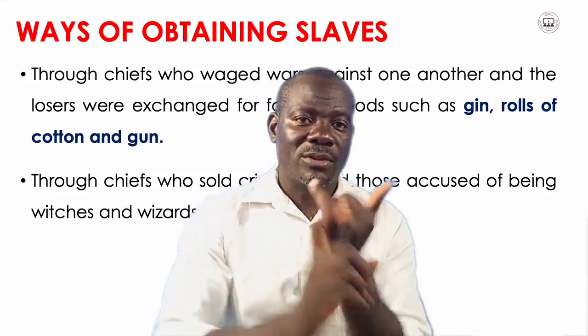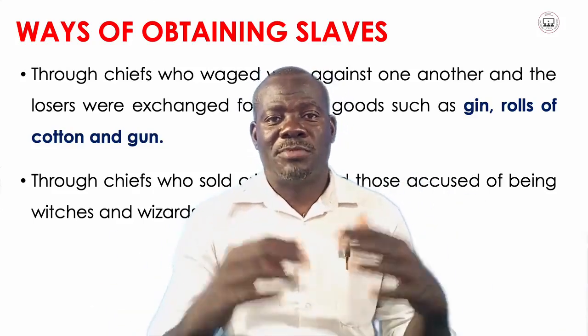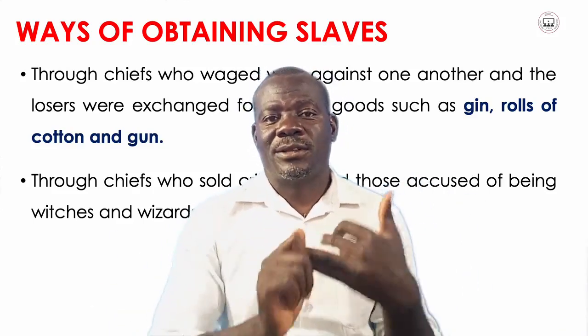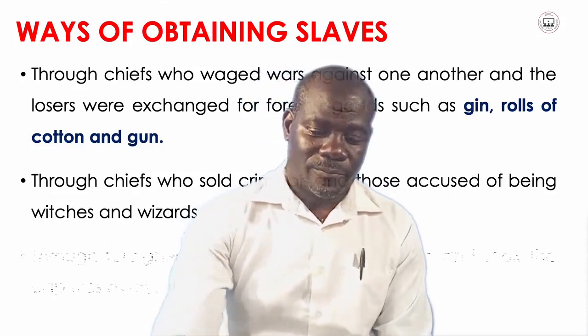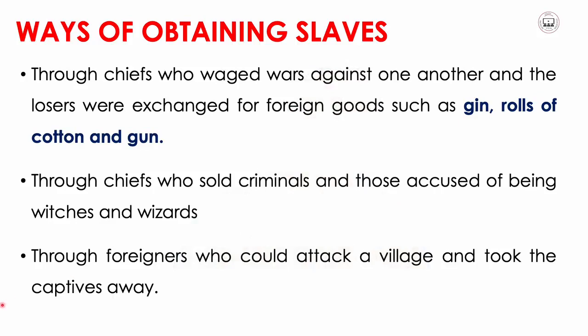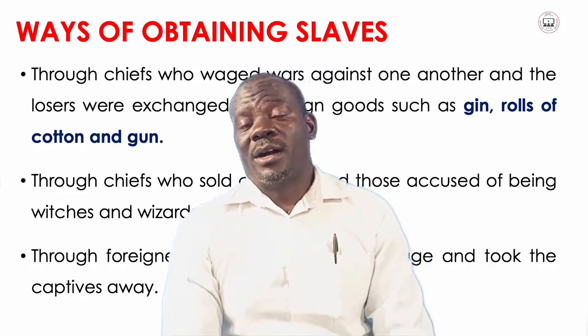So way number one was through wars. Way number two was through selling out of those people accused of witchcraft and those who were criminals in the society. Another way was through foreigners who could attack a village and take the captives away. So this was another way, again, of getting slaves.